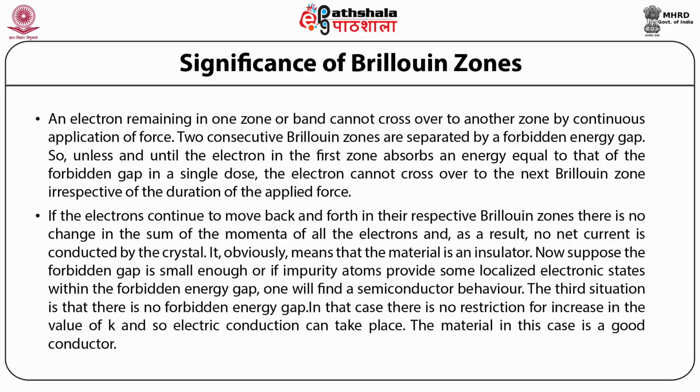Now suppose the forbidden gap is small enough, or if impurity atoms provide some localized electronic states within the forbidden energy gap, one will find a semiconductor behavior. The third situation is that there is no forbidden energy gap. In that case, there is no restriction for increase in the value of k, and so electric conduction can take place. The material in this case is a good conductor.